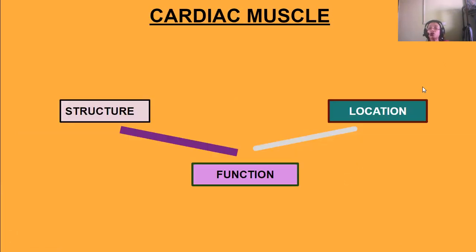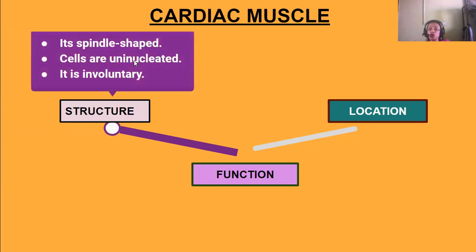So next we are coming to the cardiac muscles. By the name cardiac muscle, we can understand it is present in the heart. So heart muscles are known as cardiac muscles. Now what does it look like? The cardiac muscles look spindle shaped. The cells are uninucleated like the smooth muscles, but it is involuntary. Okay, spindle shaped, uninucleated, and also involuntary. Now, what is the function?